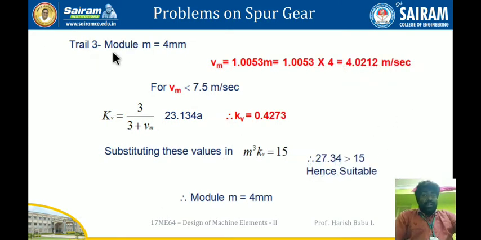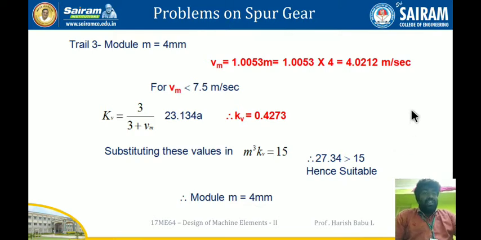Coming to trial 3, I take module as 4. Vm equals 1.0053 m, so substituting m as 4, I get 4.0212 meter per second. For Vm again it is less than 7.5, so I use the same formula. Substituting Vm, I get kV equals 0.4273. Substituting these values, I get 27.34, which is greater than 15. Therefore I assume module as 4 mm.